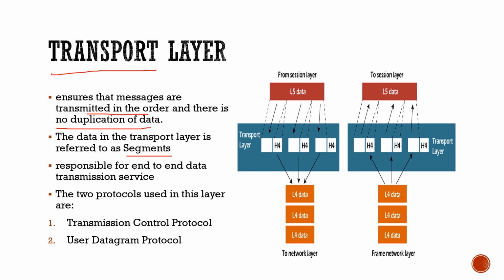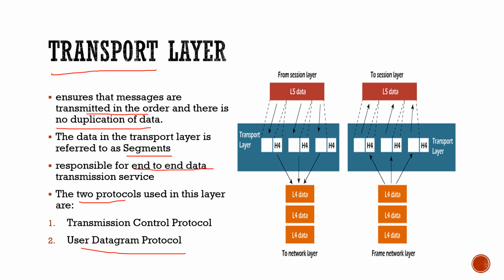It is responsible for the end-to-end data transmission service, as I said earlier. In the transport layer, we have two protocols. One is the Transmission Control Protocol and the other one is the User Datagram Protocol. In the Transmission Control Protocol, the sender and the receiver keep track of the data they have sent, and the acknowledgement message from the receiver will come to the sender. Once the message is sent, the receiver will acknowledge that the message has been received. But in the User Datagram Protocol, the acknowledgement process does not happen. This is the major difference between the Transmission Control Protocol and the User Datagram Protocol.